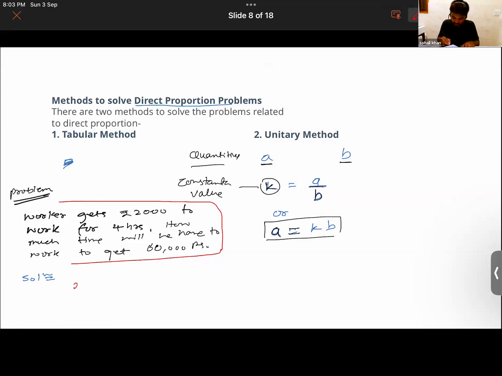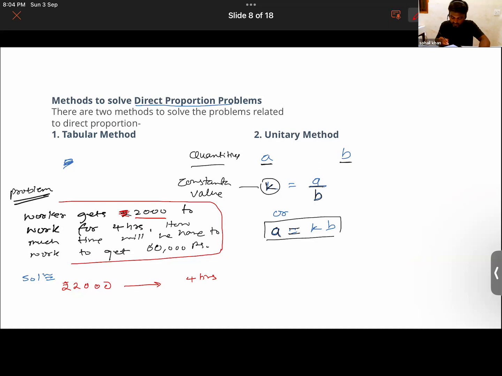Look, to get 2,000 rupees, how many hours does he have to work? 4 hours. It's 2,000, no? I'm going somewhere, so I'm leaving the class. Okay, no issue. Allah Hafiz.